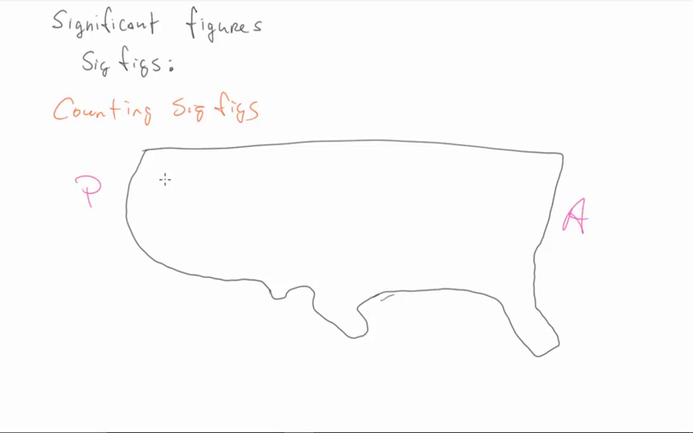So what are we going to do when we count sig figs? Number one, we look for a decimal. Is the decimal present or absent? That tells us which direction we start counting from. Probably doesn't make a whole lot of sense yet, but you'll see in just a second what I mean.